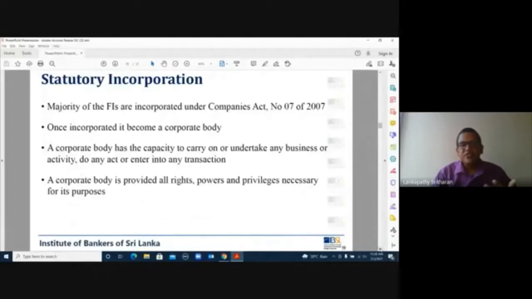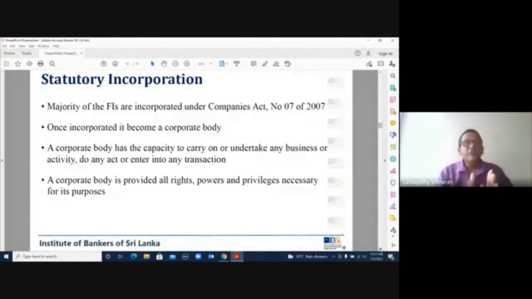A deposit taking financial institution means any financial institution which can mobilize deposits from the general public. For example, licensed commercial banks, licensed specialized banks, and licensed finance companies. These three can mainly be called deposit taking financial institutions. There are exceptions too: rural banks and thrift societies can also collect money from the general public, and Samurthy Bank; these are semi-formal institutions. So from this point onwards, when I talk about financial institutions, I mainly mean banks and finance companies. Just keep it in mind.